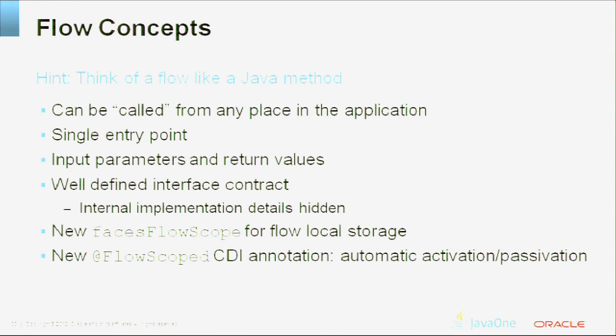We've added a new scope, an EL implicit object called Faces Flow Scope. So this scope becomes active whenever you enter the current flow, and it goes away when you leave that flow. We've also added a new flow-scoped CDI annotation, which will automatically activate itself when the scope is entered and go away when the scope is exited. And this one is really important because it actually helps you to define the flow graph itself.